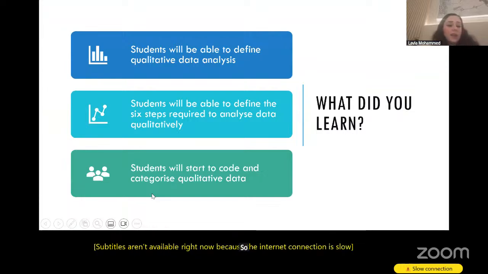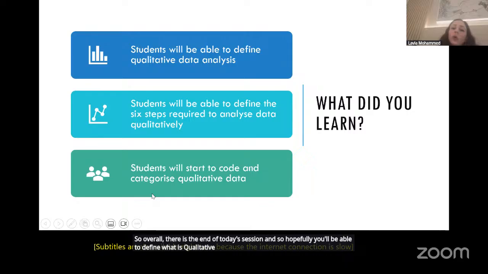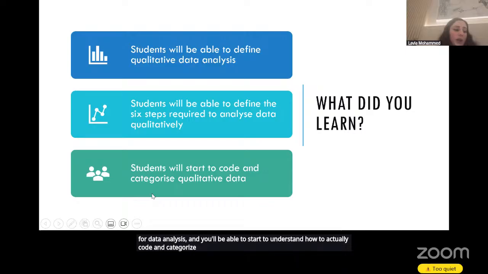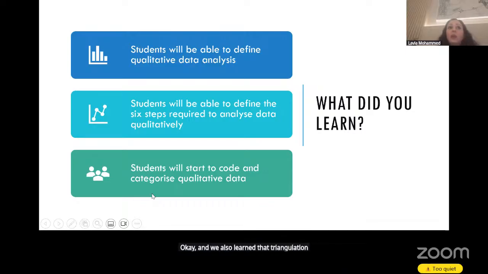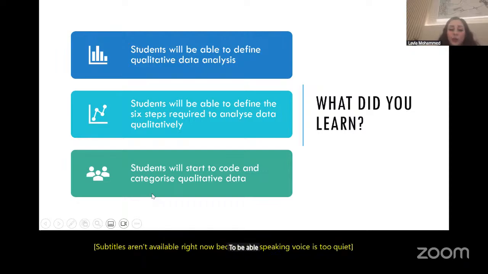So overall, that is the end of today's session. Hopefully you'll be able to define what qualitative data analysis is, what the six steps required for data analysis are, and you'll be able to start to understand how to actually code and categorize. We also learned that triangulation is particularly helpful when we're trying to reduce researcher bias. We also understand that data saturation needs to be reached to be able to have conclusive findings. And that is all for today's session.